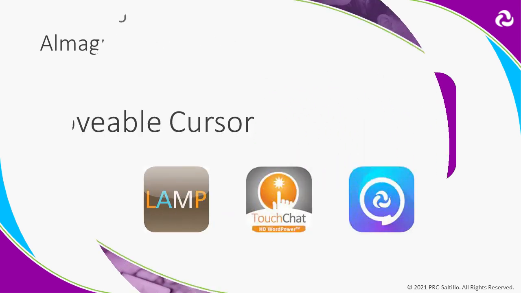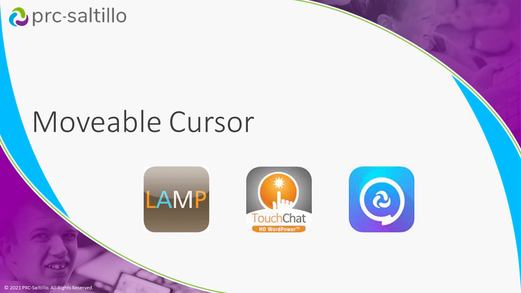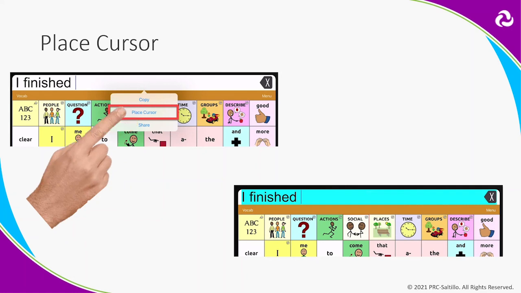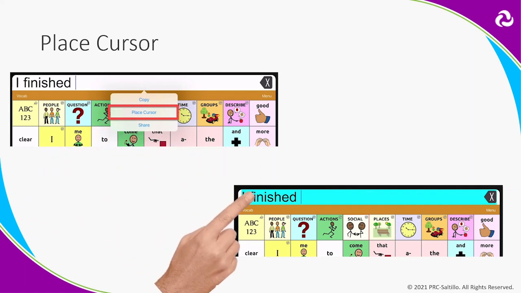Check them out! With Update 2.41, you can now edit your message in the speech display bar by moving the cursor to where you want to edit. One way this can be done is by turning on Allow Place Cursor in the menu settings. Then press and hold the speech display bar. Select Place Cursor. The speech display bar will change color to let you know that you can now tap where you want the cursor to go for your edit.